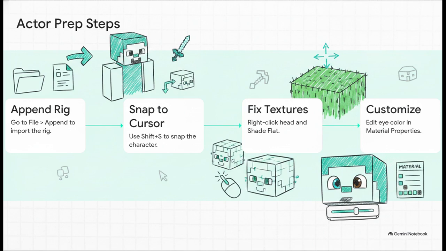First, go to File, then Append, to bring the character rig right into your scene. Then, use the shortcut Shift plus S to snap the character directly to exactly where you placed your 3D cursor on the grass. After that, you'll want to fix a pretty common texture glitch by right-clicking the head mesh and hitting Shade Flat. Finally, dive into the Material Properties tab. Here you can customize everything from eye color, you could even do heterochromia if you want, right down to the size of their pupils.